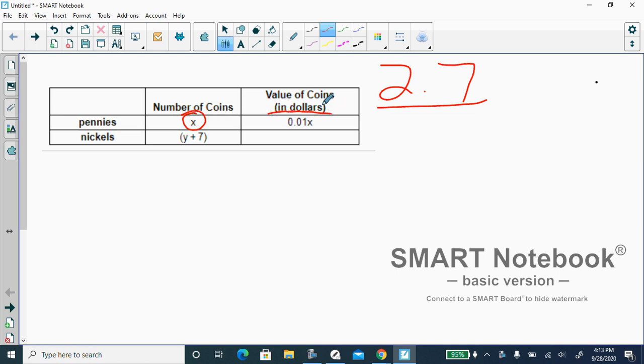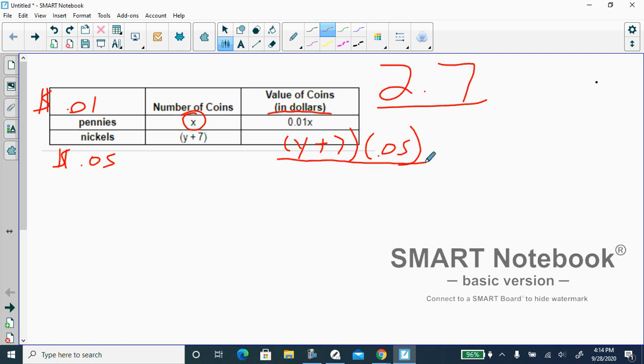A penny is $0.01. If we put it in dollar symbols, a penny is 0.01. So if we take the number times 0.01, that'll be the value in terms of pennies. Now a nickel is $0.05. So if we take how many we have times the value of 1, then that will tell us how much money we have in nickels.